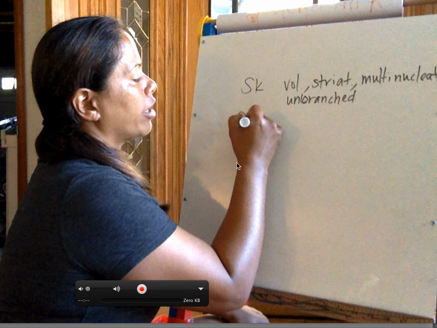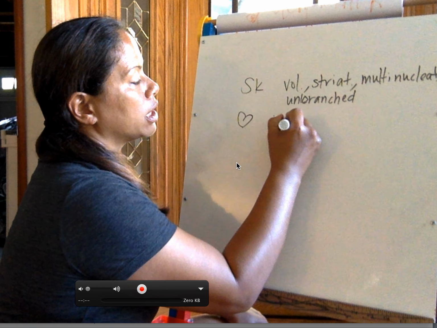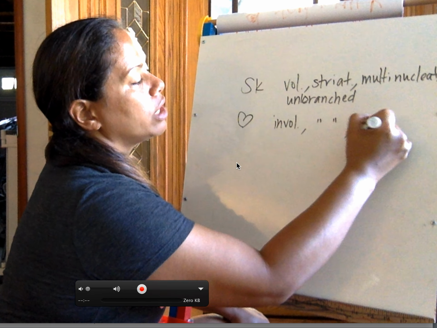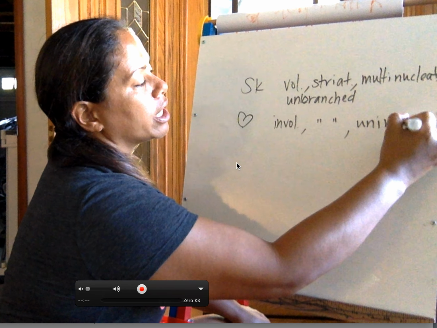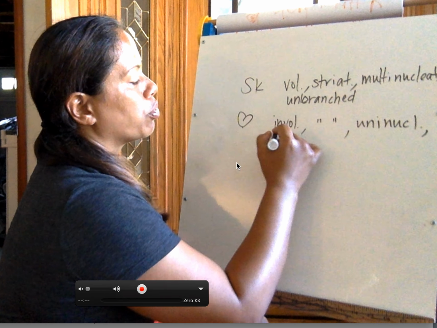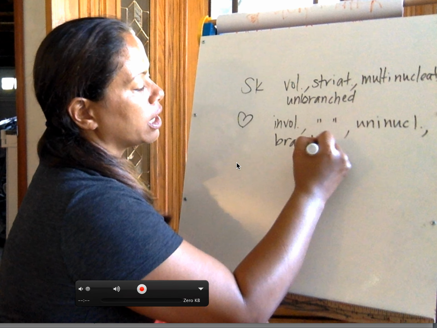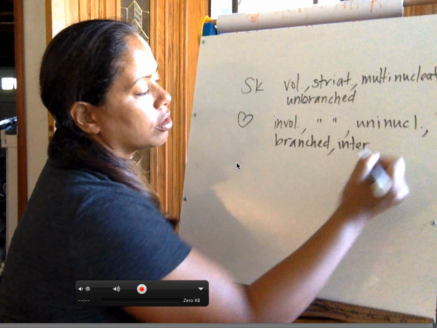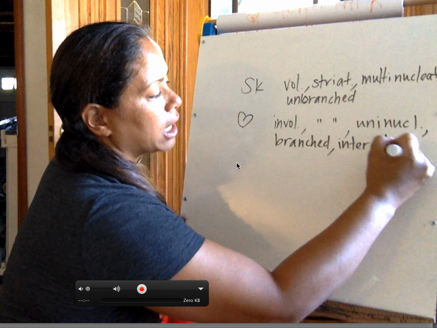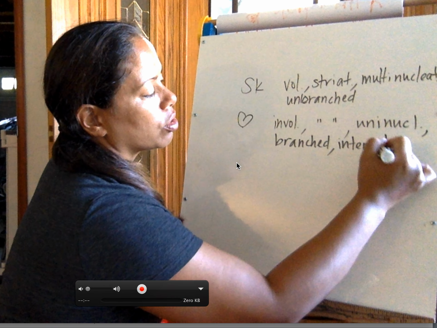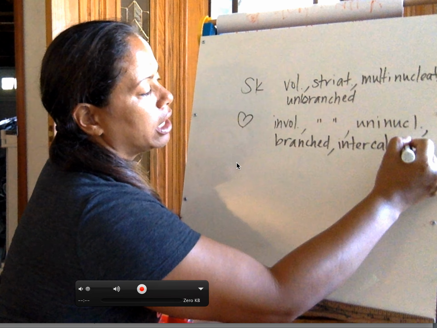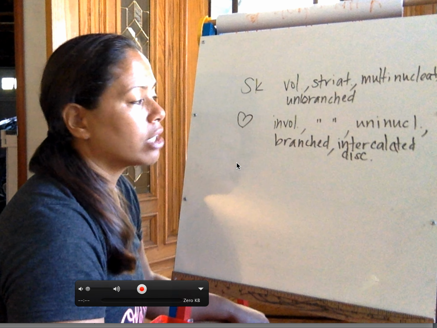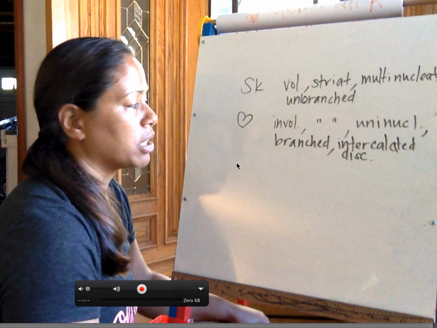And then what do we have for cardiac muscle? Well, cardiac muscle is involuntary. It is still striated, right? It is uninucleated. That means one nucleus per cell. It is branched. And one more thing. Let's add one more thing. It has what we call intercalated discs that help to anchor each cell together because there's no muscle to bone, it's just muscle to muscle.